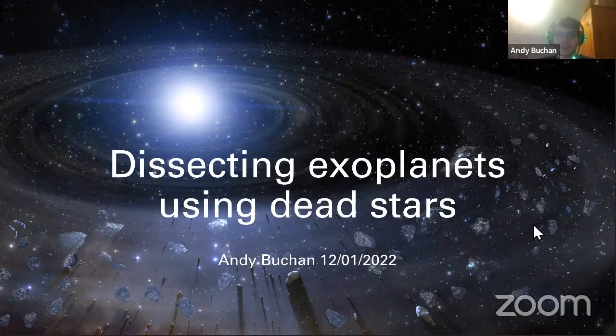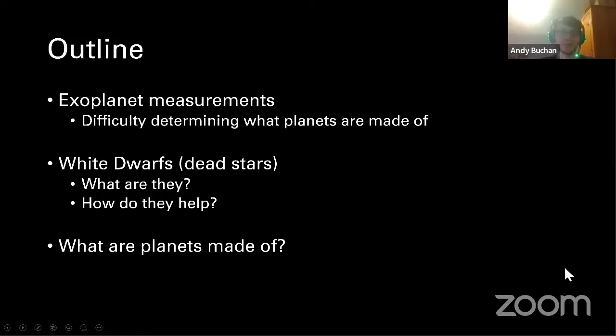So just to set out the outline of the talk, I'm going to talk about how we can detect exoplanets and some of the difficulties that we run into when we try and use those measurements to determine what planets are made of. Then I'll talk a bit about these dead stars, white dwarfs, what they are, how they can help us to resolve our problems. And then I'll also talk a bit about what these objects seem to be made of. And there'll be a few little tangents along the way, which I hope you'll enjoy.